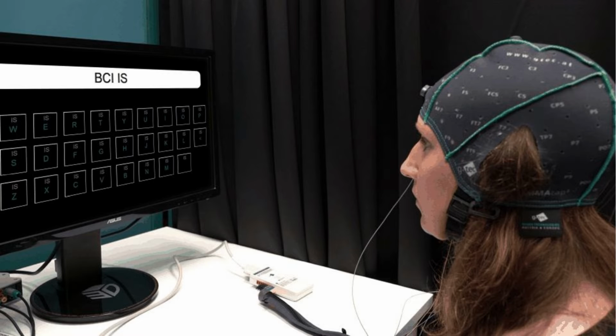So this is showing someone typing using a non-invasive brain-computer interface. They're looking at these letters, which emits a certain signal in their brain that can then be picked up. They know which letter they're looking at.